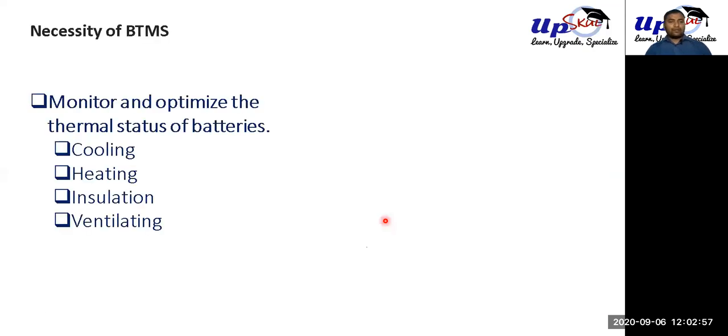Okay. First of all, what is the requirement? What the BTMS does is monitor and optimize the thermal status of batteries. What it basically means is it controls cooling, it controls heating. It provides insulation, it provides ventilation. Now you ask, why is ventilation important for a battery?